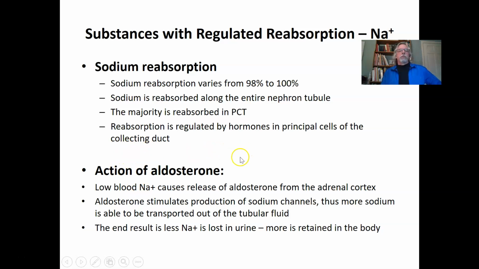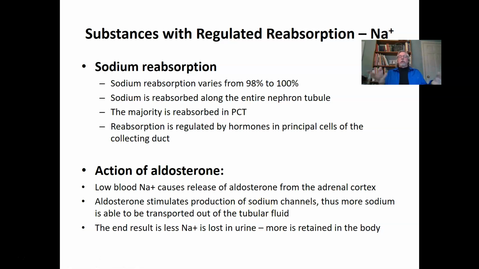It's below the optimal level. And what that does is it triggers release of the hormone aldosterone from the adrenal cortex. Aldosterone is going to go into the bloodstream, circulate to the kidneys, and it's going to act on these cells, the principal cells in the wall of the collecting duct. What is it going to do to the principal cells? So its action on the principal cells is to cause them to make more sodium channels.